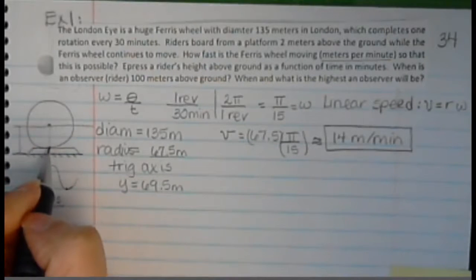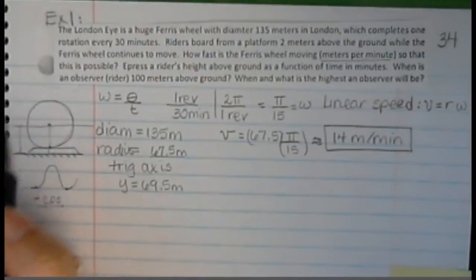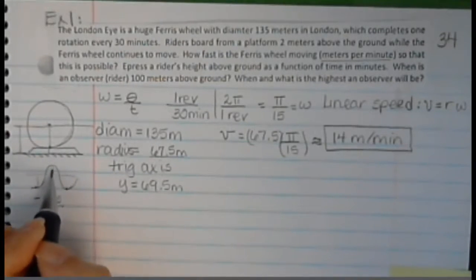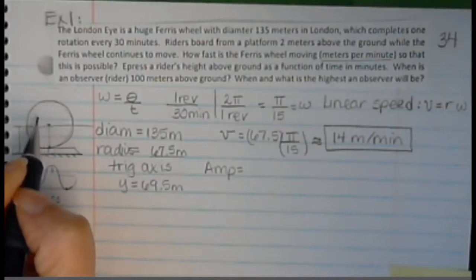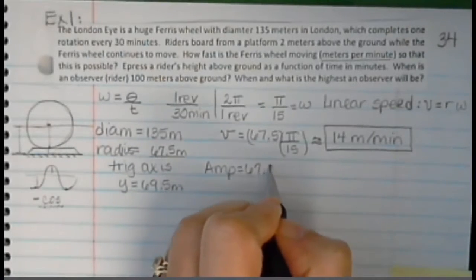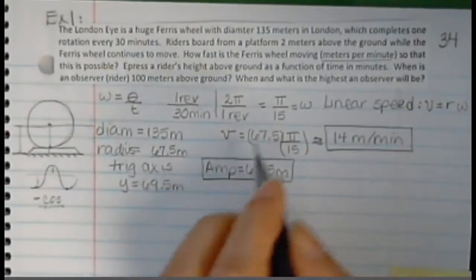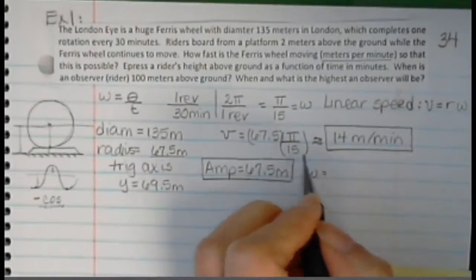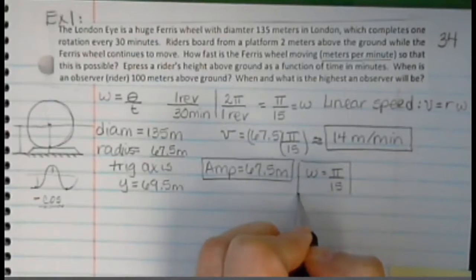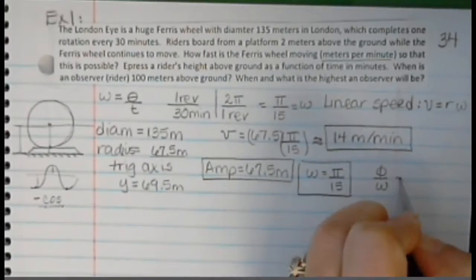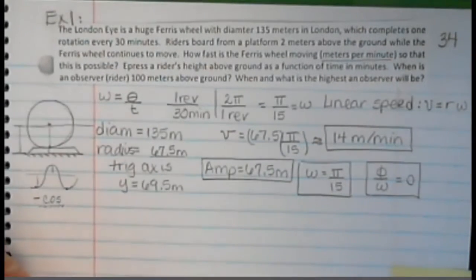We also know the amplitude. Once we are at our lowest point, going up to our highest point, that's like finding the amplitude. So our amplitude is actually our radius of 67.5 meters. The next thing we need to know is our omega. How fast is it spinning around? Which we found earlier to be pi over 15. We do not have a phase shift, so phi over omega is equal to 0 because we're not moving it left or right. We're just going up and down in terms of our height.